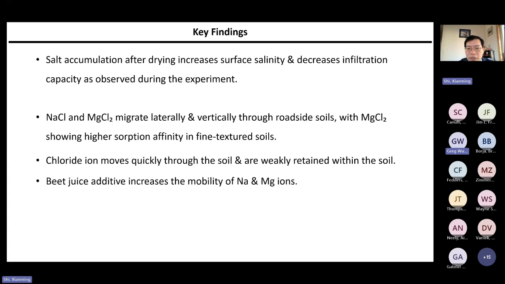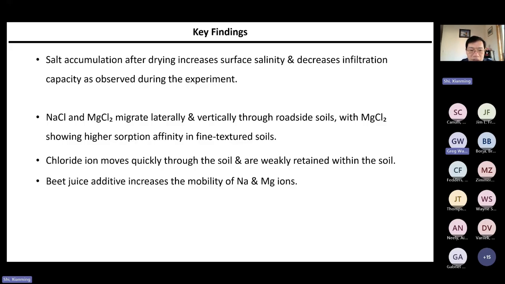And also that tends to basically clog up the soil columns and therefore decrease infiltration capacity, as we observed during the experiment. And sodium chloride and magnesium chloride migrate laterally and vertically through roadside soil, with magnesium chloride showing a higher sorption affinity in fine textured soils. So in other words, that's a good thing, because then they're moving slightly slower.